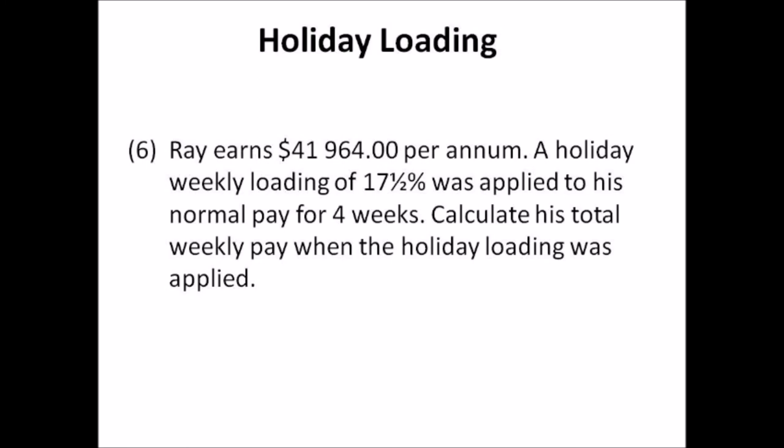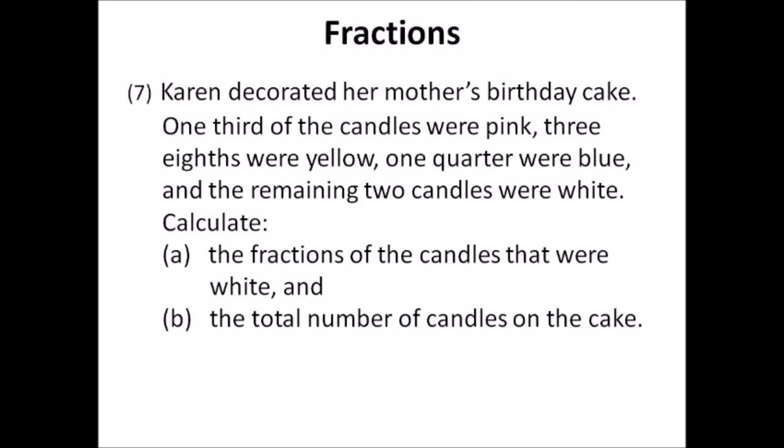Okay, you got it. Yes. Number 7. Kieran decorated her mother's birthday cake. 1/3 of the candles were pink, 3/8 were yellow, 1/4 were blue, and the remaining 2 candles were white. Calculate A, the fraction of the candles that were white, and B, the total number of candles on the cake.